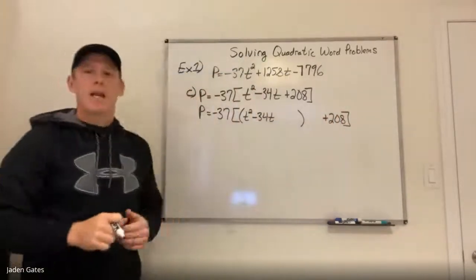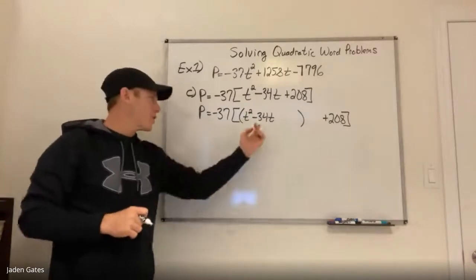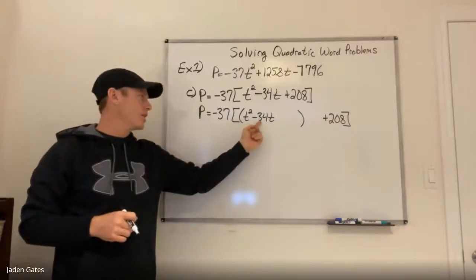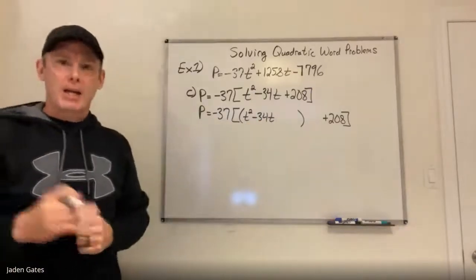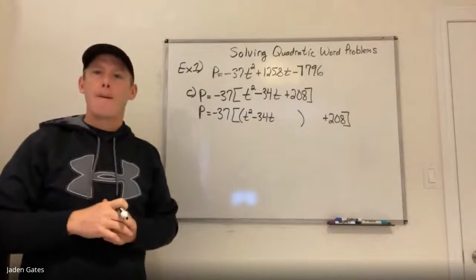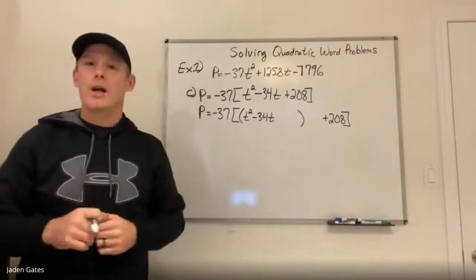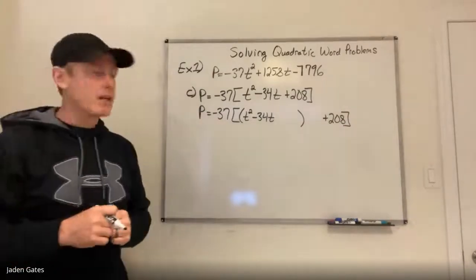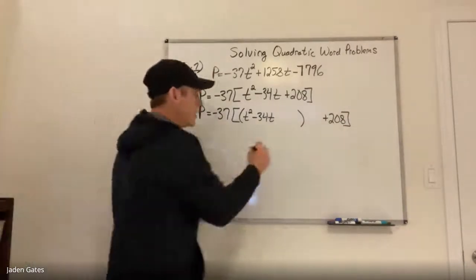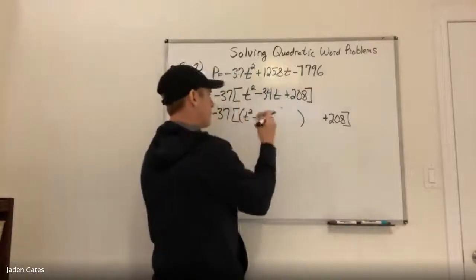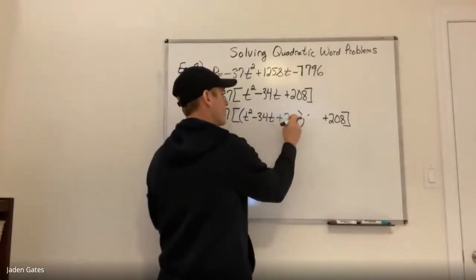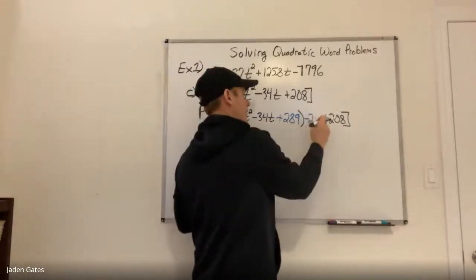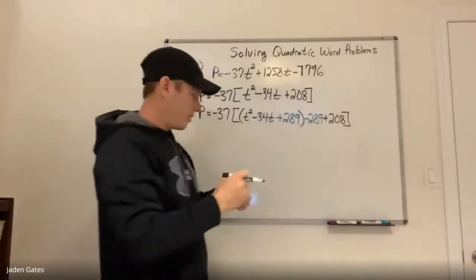All right, so again, completing the square, how do I get my magic number that I need? I take that number in front of the t, this time it's t, minus 34. I cut it in half, which would be minus 17. And then I square it. So minus 17 times minus 17 is going to be a positive 289. Again, to balance it out, I got to put a minus 289 there.